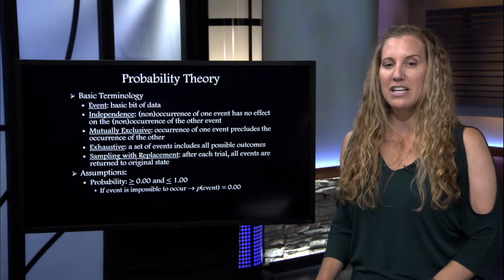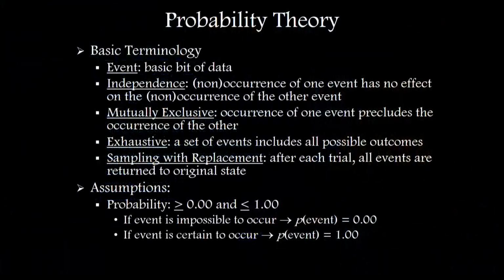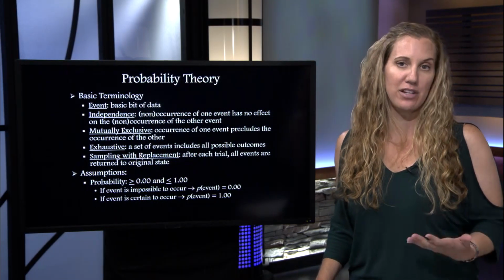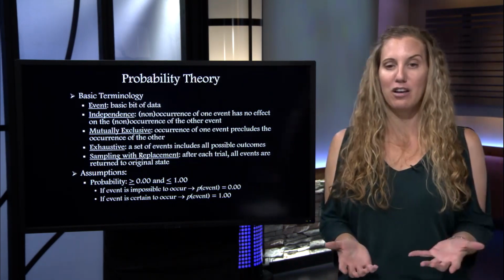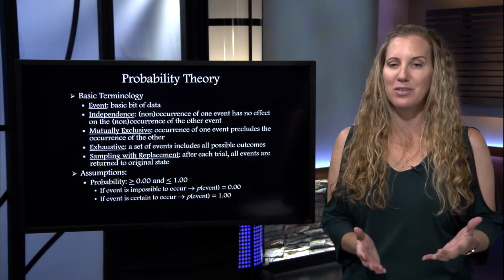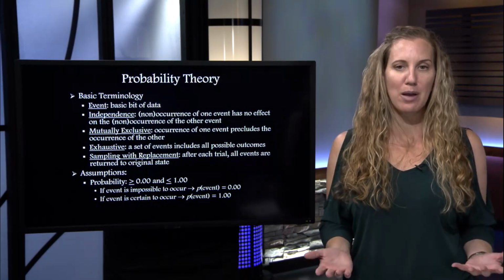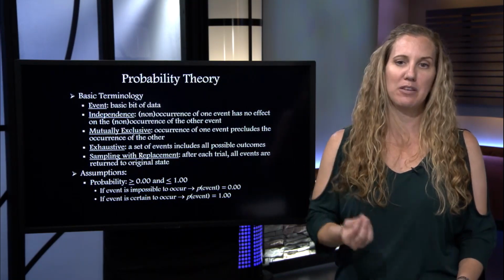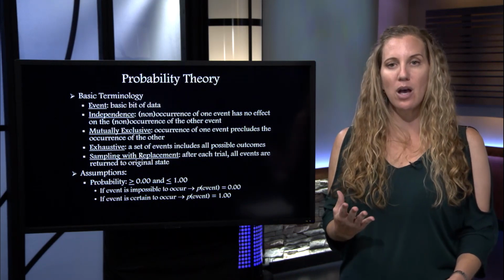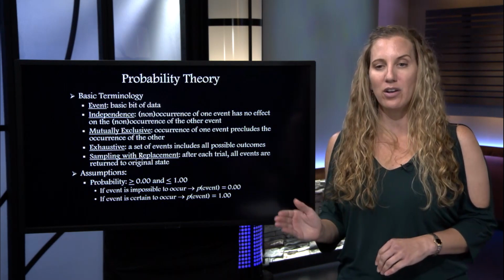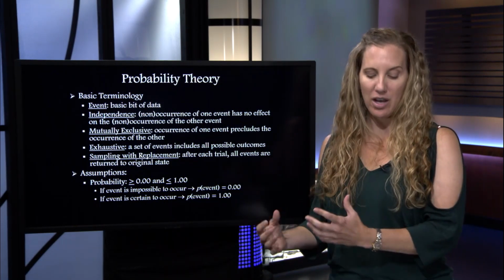On the flip side, if an event is certain to occur, it is going to happen, my probability of that event would be 1.0. So if an event is certain to occur, then the probability of that event is going to be 1.0. I have a 100% chance that that event is going to occur. So in my bag of 20 purple marbles, the probability of pulling a purple marble is 100%. There's no other option. I am certain to pull a purple marble out of my bag of purple marbles. So my probability is always going to be between 0 and 1, between 0% chance and a 100% chance of that occurring.